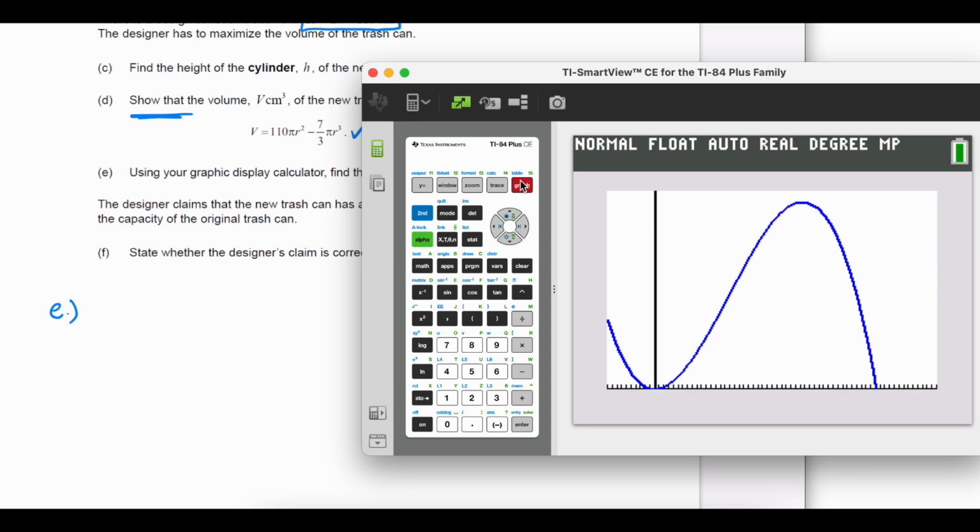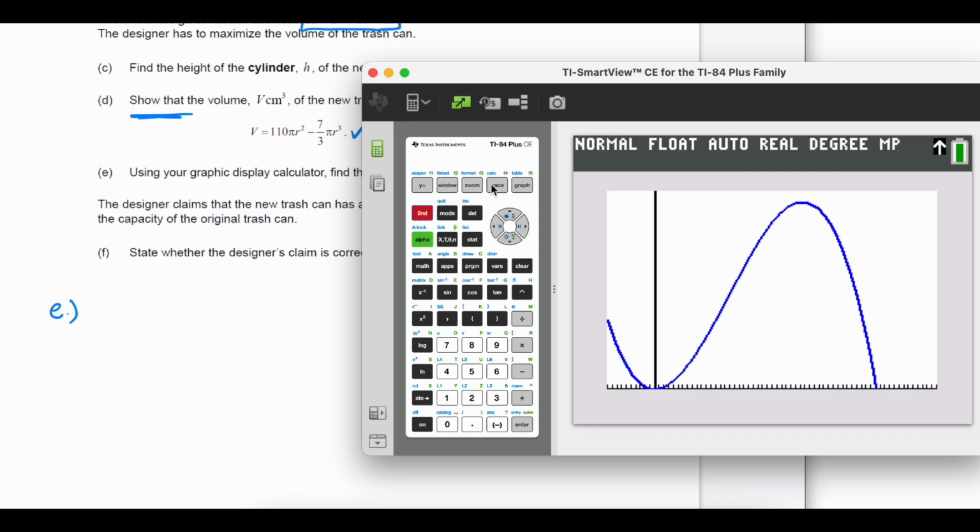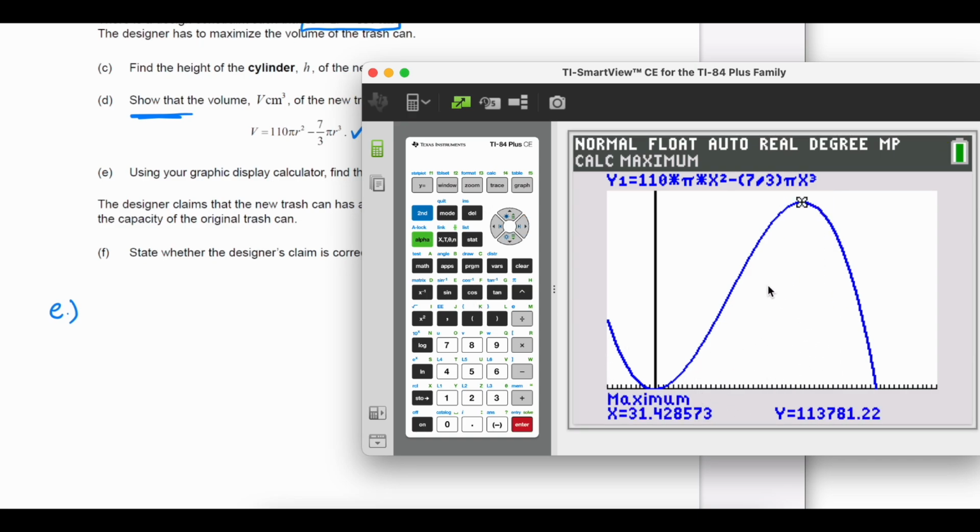So we need to find the maximum value of V, the volume. So the maximum happens just here at the highest part of the graph. So I'm going to go second function, trace, and I'm going to find the maximum value. So I select somewhere to the left, somewhere to the right, I press enter again, and this is the maximum value. So it happens when R is equal to 31.4 to 3 significant figures, and the volume at that point is 114,000 to 3 significant figures.